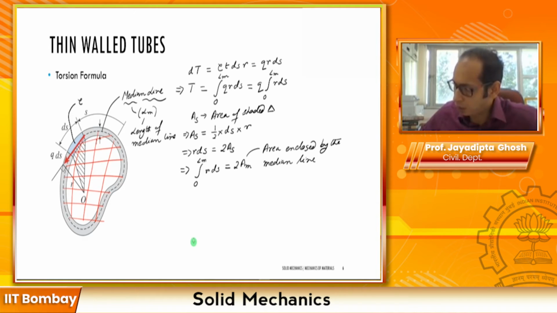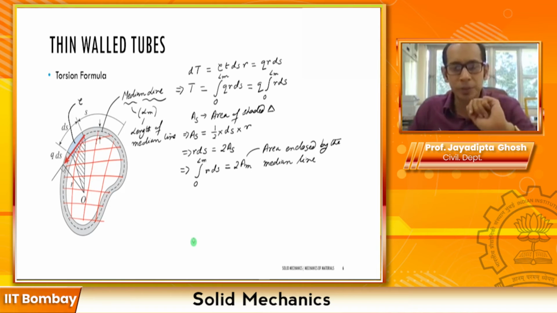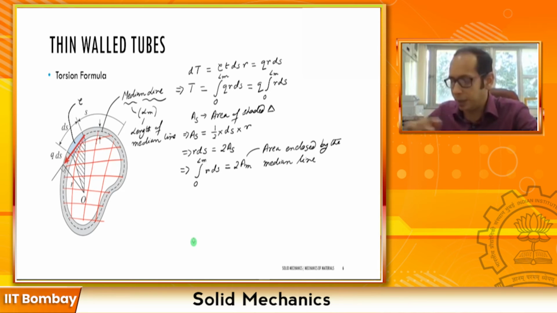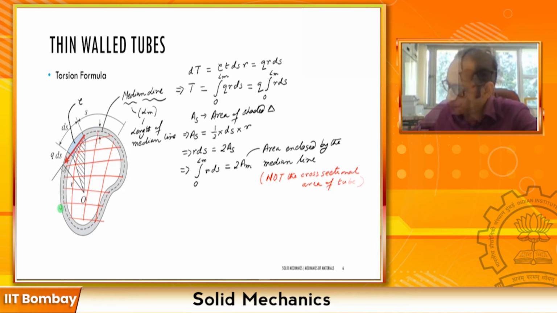by the median line. Now it is a very common mistake, and I want you to make a note of it. This area is not the cross-sectional area of this thin wall that you have. It is just the area which is enclosed by the median line and not the cross-sectional area. So let's make a big bold note of that. This is not the cross-sectional area of the tube. This is just the area which is inscribed, and remember it's a thin solid tube, so it's not the cross-sectional area of the tube itself, but the area which the median line encloses, right?